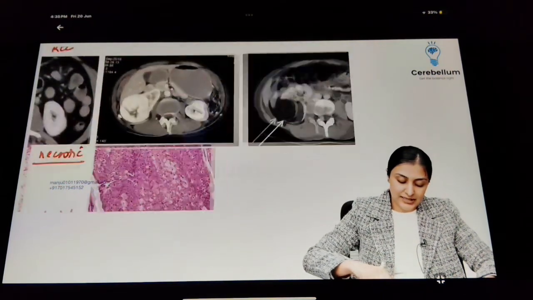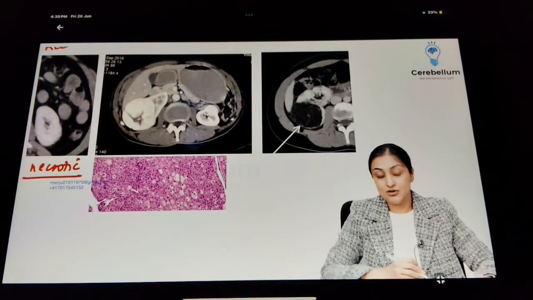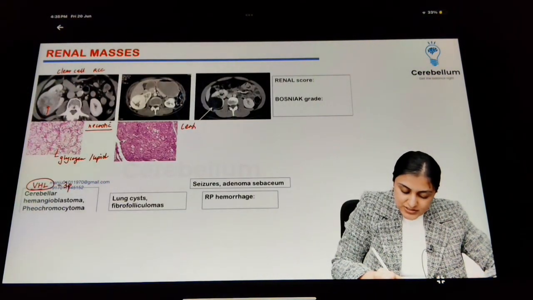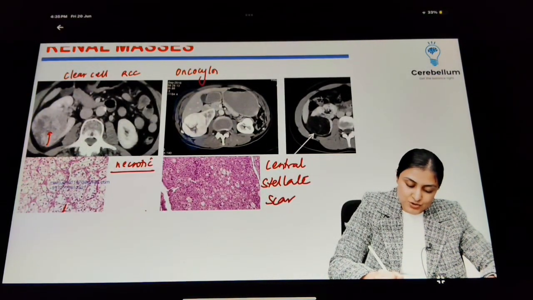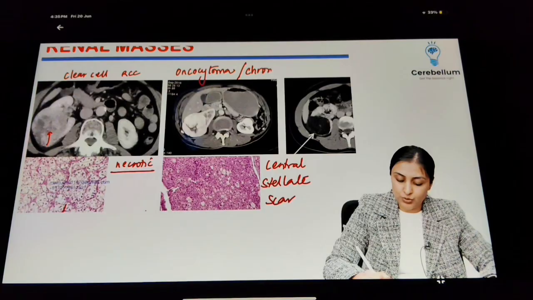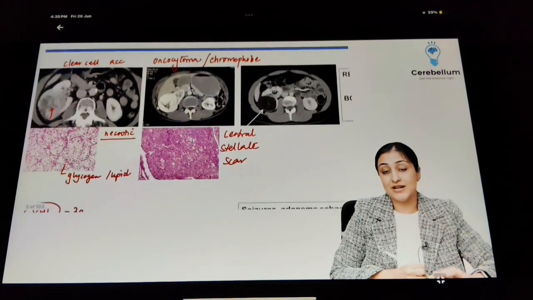Look at the next image. Can you see that there is a mass lesion and the feature is there is a central stellate scar. So when you see a mass lesion with a central stellate scar, what is the diagnosis? Here the diagnosis becomes either an oncocytoma. If this is not in the option, go for chromophobe RCC. So oncocytoma or chromophobe RCC, central stellate scar.